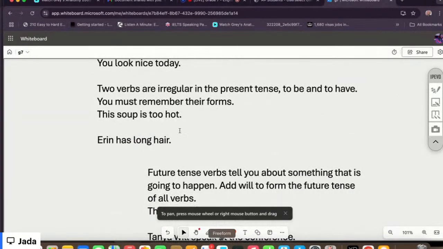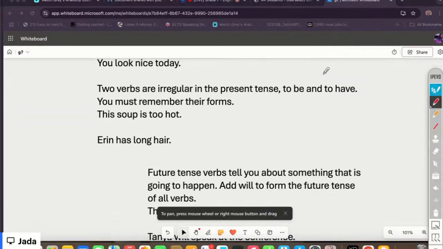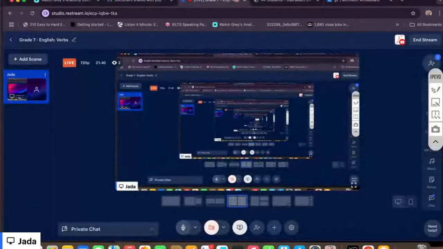So we also have two verbs that are irregular in the past tense form, and it is the verbs to be and to have. You must remember their forms. This soup is too hot. Erin has long hair. So you have to remember the irregular. The verbs are irregular in the present tense, so you have to make sure that you remember them. They are the only unique ones that are like that. Okay.